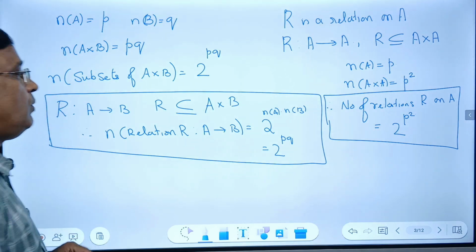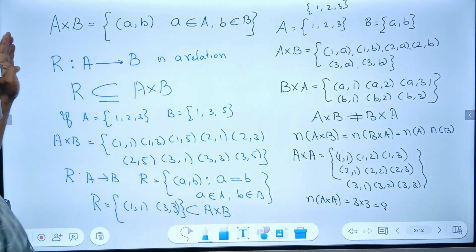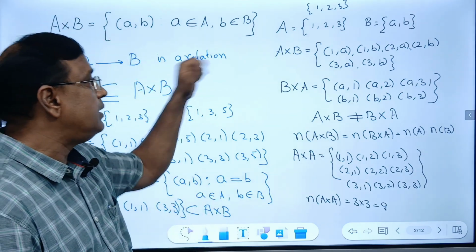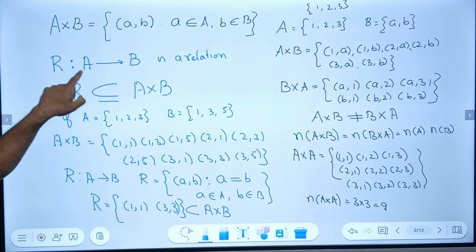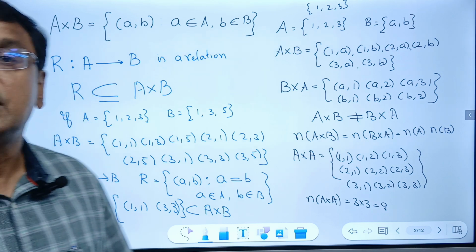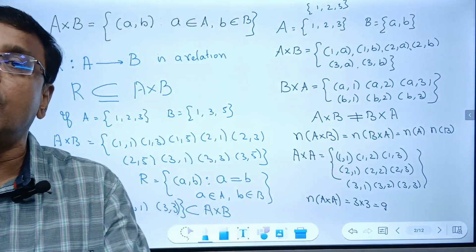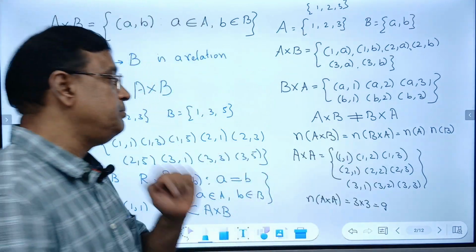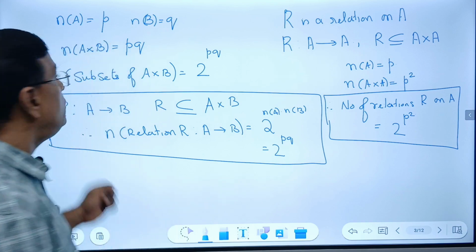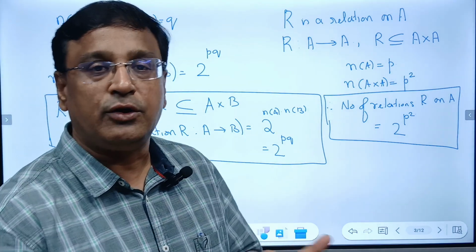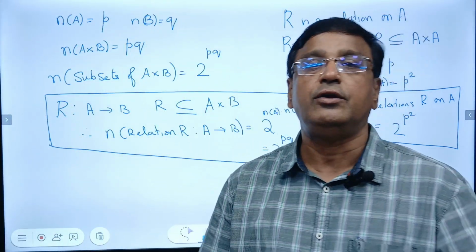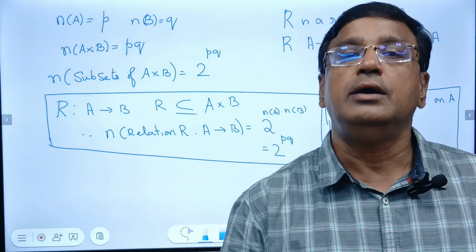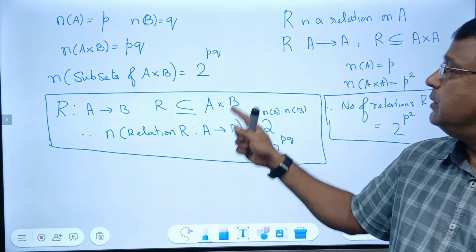So what did we do till now? I talked to you about A cross B and I showed you that A cross B and B cross A are not the same, and I also told you how to find the number of elements in A cross B. If R is a relation from A to B, then R is a subset of A cross B. So elements of R should be ordered pairs because it is a subset of A cross B. And I also told you how many relations can be defined from A to B. The number of relations R from A to B will be the number of subsets of A cross B, which is nothing but 2 power the number of elements in A into the number of elements in B.